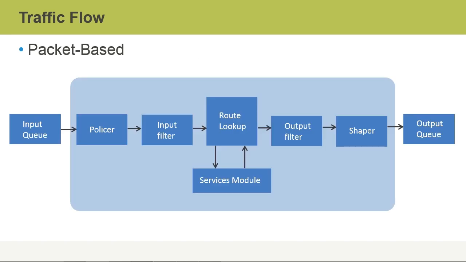This is a high-level rendering of packet-based processing. As packets enter the device via the input interface queue, any filters, policers, or classifiers get applied to it. After a route lookup, output filters and shapers are applied. Then the packet is sent to the output interface queue, where it is now ready to be transmitted on its journey to its destination. So, in this video, you saw how flow-based processing and packet-based processing takes place on the Junos operating system.